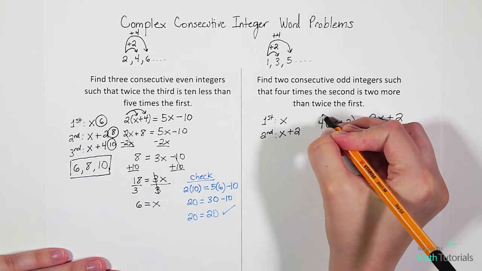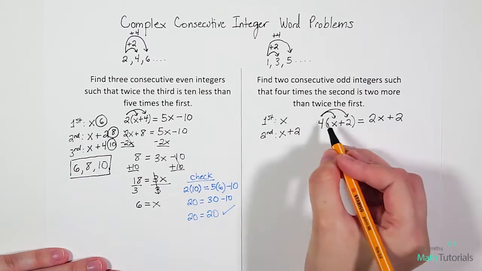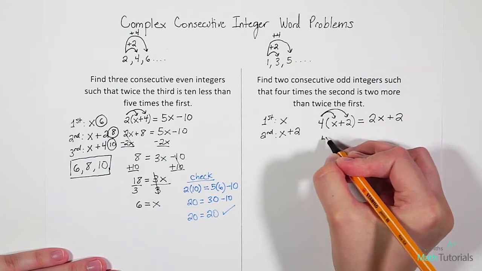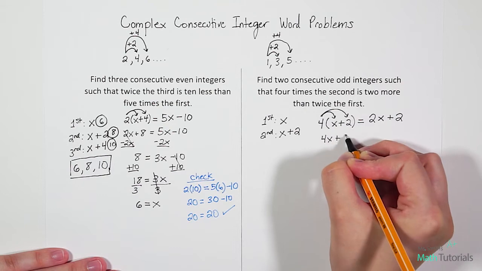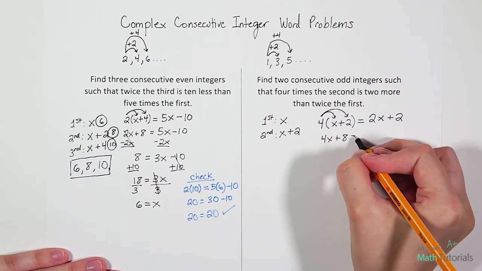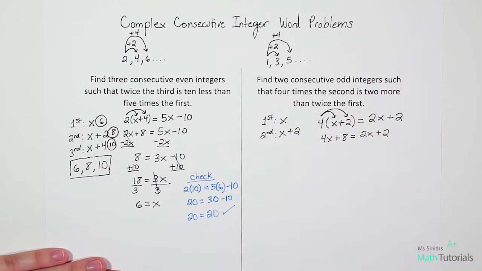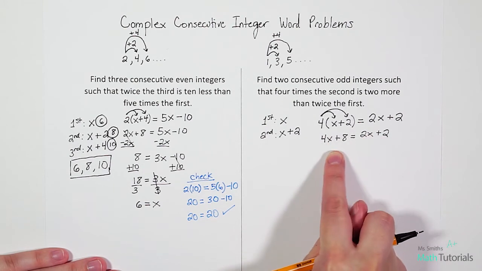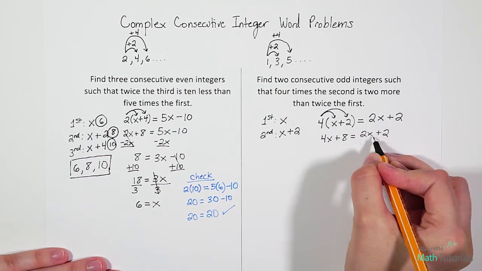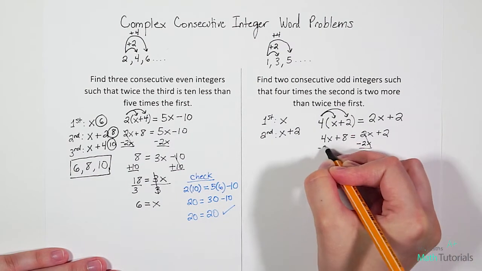Okay, so we need to distribute this 4 into the parentheses. So 4 times x is 4x, and 4 times a positive 2 is a positive 8, equals, and then we're going to bring down our 2x plus 2. Now again, we've got an x on either side of this equation. We need to get them together. So let's bring the smaller to the larger. So in this case, we'll need to subtract 2x from both sides.